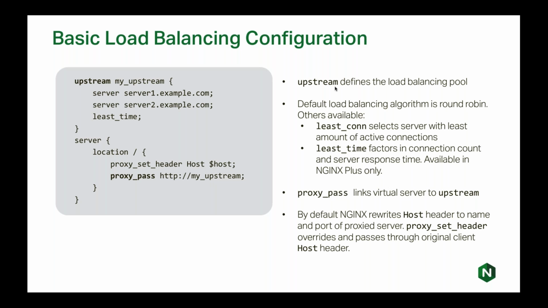An even better load balancing algorithm is least time, which is what we've depicted in the gray box in our configuration sample here. Least time will also favor servers with the least amount of active connections, but it'll also factor in server response time. So if a server doesn't have a lot of connections, but it's bogged down or it's slower, NGINX will favor that server less than servers that are responding quicker. So it's a factor of both connection count as well as response time.